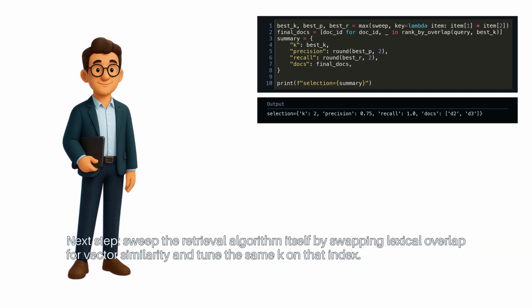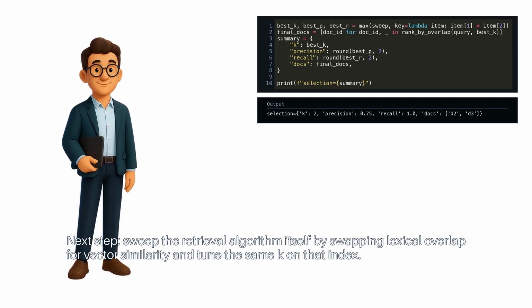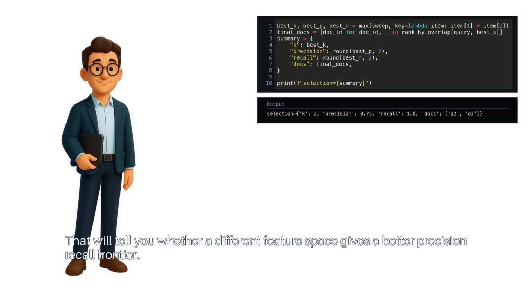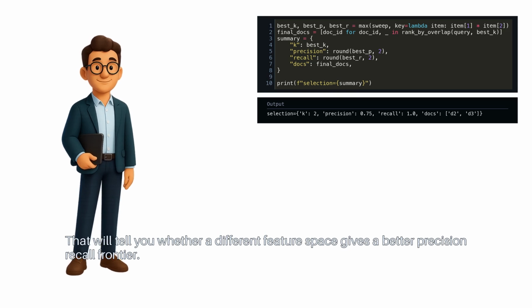Next step, sweep the retrieval algorithm itself by swapping lexical overlap for vector similarity, and tune the same K on that index. That will tell you whether a different feature space gives a better precision recall frontier.